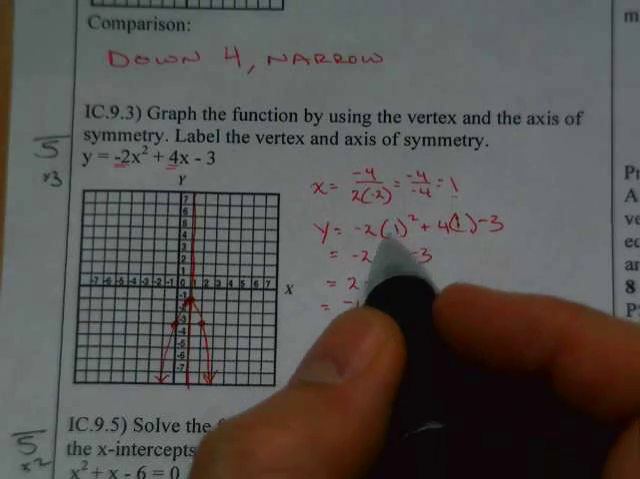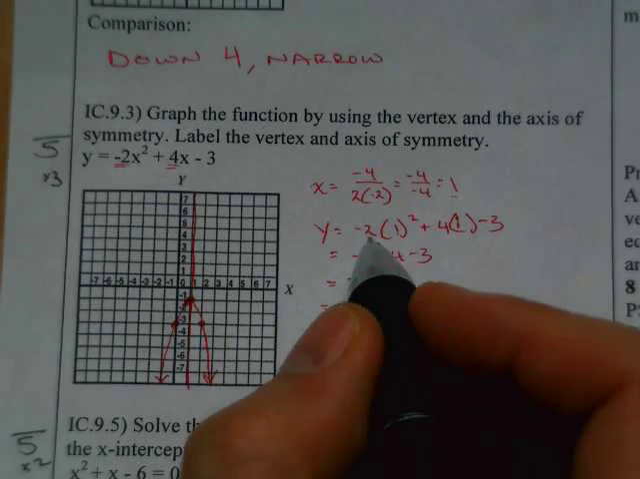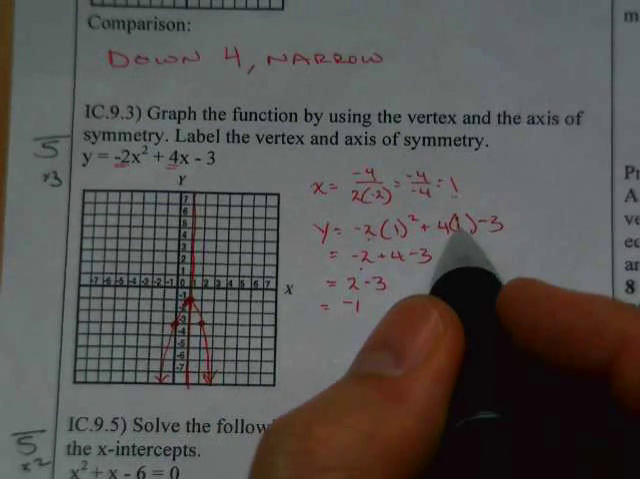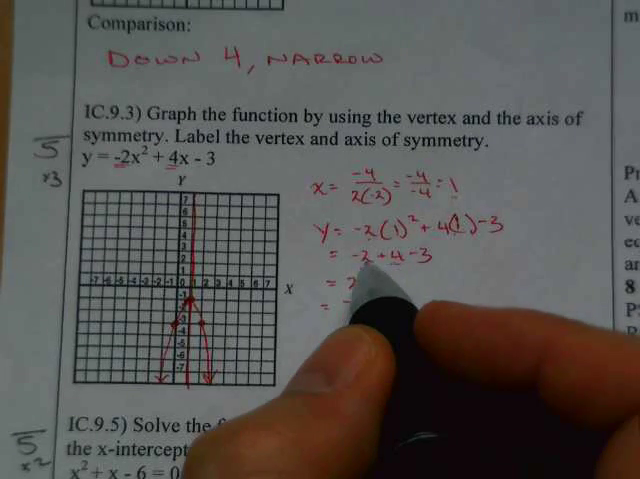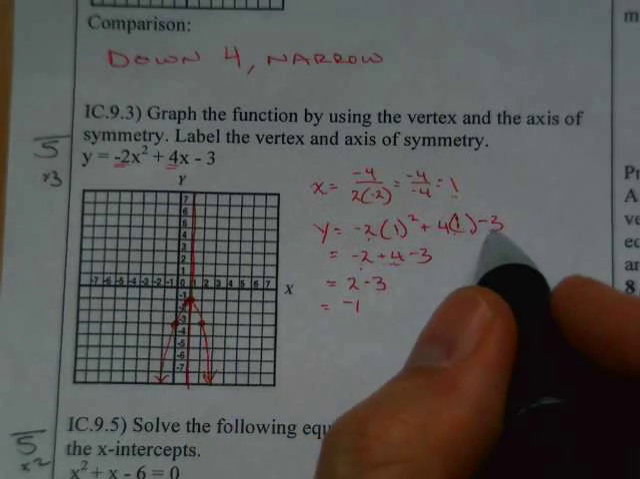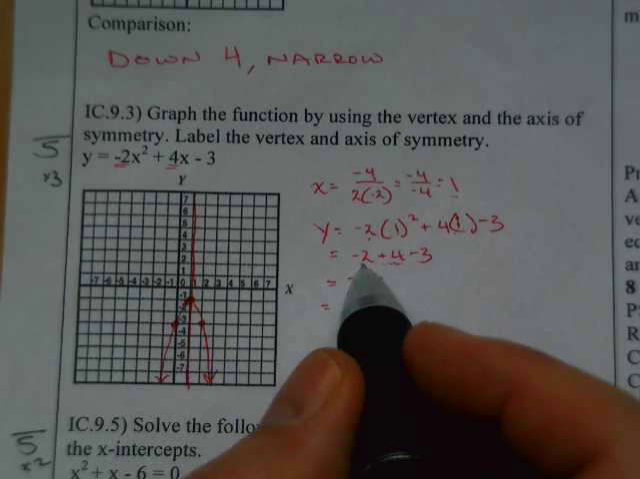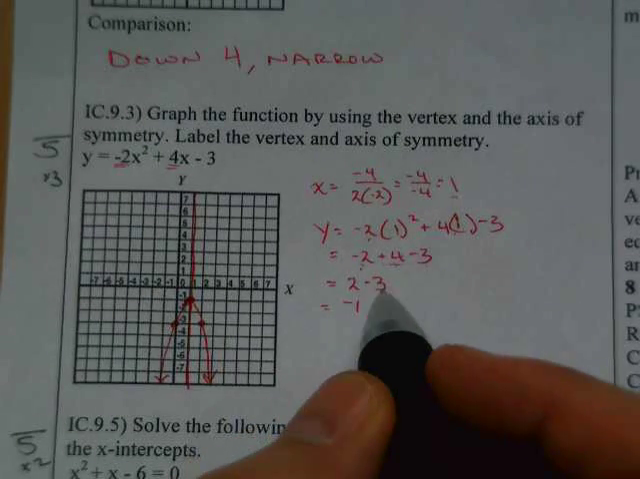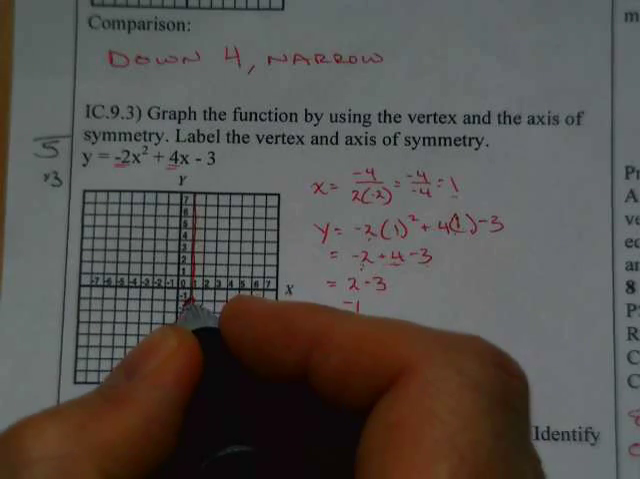So I plug in 1. 1 squared is 1. 1 times negative 2 is negative 2. 4 times 1 is 4. Remember, this is always going to be double this and then opposite the sign. And I got the negative 3 out here. Negative 2 plus 4 minus 3 gives me 2 minus 3, which is negative 1. So my vertex is at 1, negative 1.